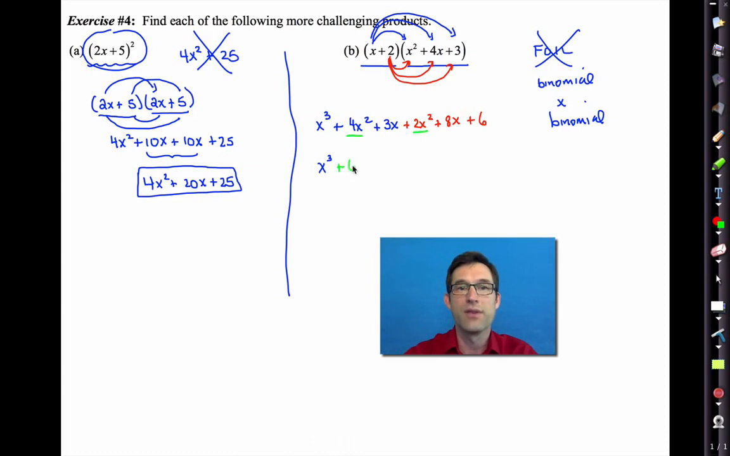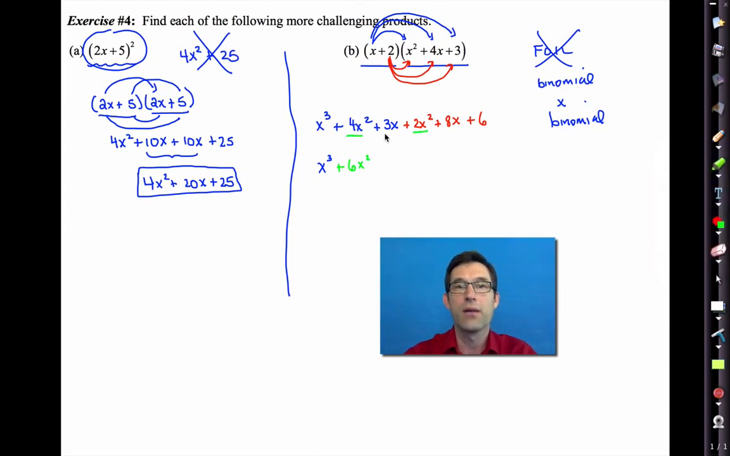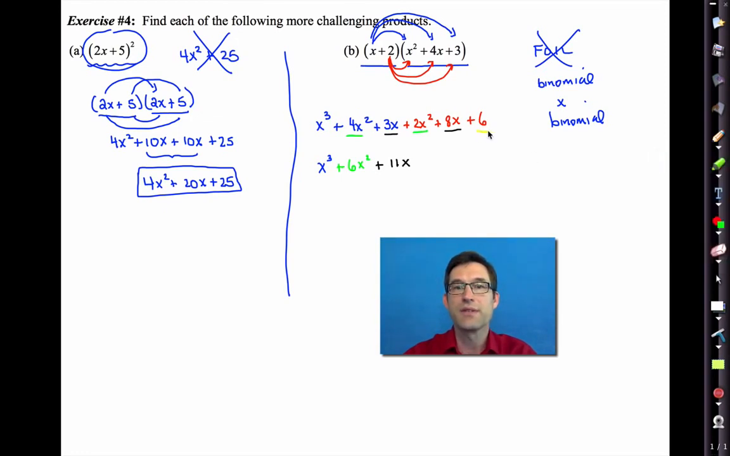So that will give us 6x squared. Maybe I'll eventually write this all down in the same color. I'm going to go to black now. Look at this. We have a 3x to the first and an 8x to the first. Combine those, and we have an 11x to the first. Now we have absolutely nothing at all that combines with this 6.